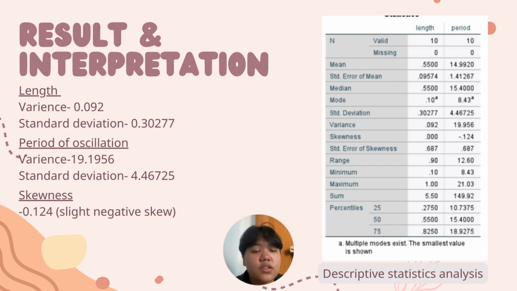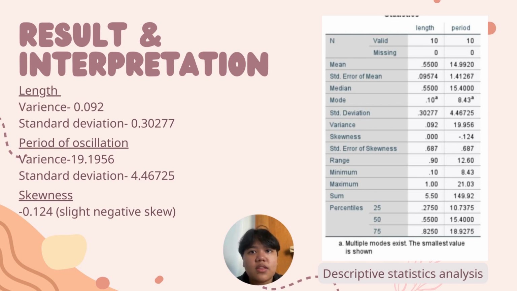So next, the variance for the period of oscillation is 19.1956. It means that the values in the data set are more spread around or dispersed around the mean compared to the previous example. The variance of 19.1956 indicates the average square deviation for each point from the mean.